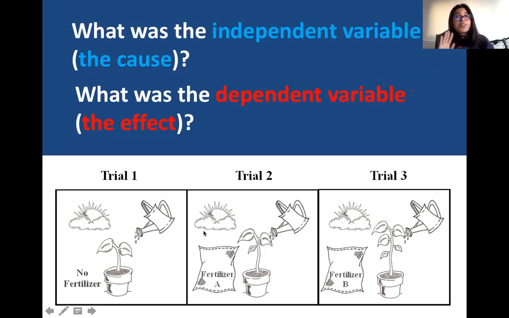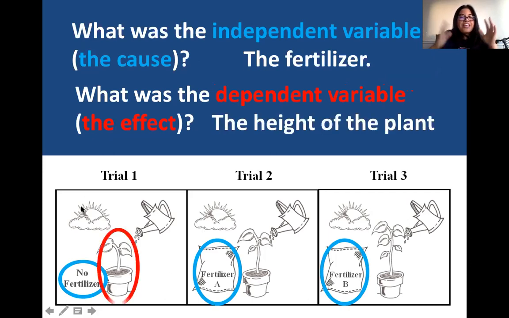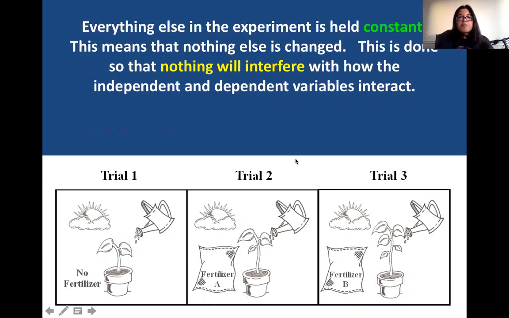So of the 2 things changing, which one caused the other? Did the taller plant change the fertilizer? No. Okay. Obviously, it is the fertilizer changing that changes the plant height. So the fertilizer is the independent variable, the cause, the change, and the dependent variable is the height of the plant. Everything else in this experiment is held constant. Nothing is changed. That's how we know nothing is interfering how independent and dependent variables interact.